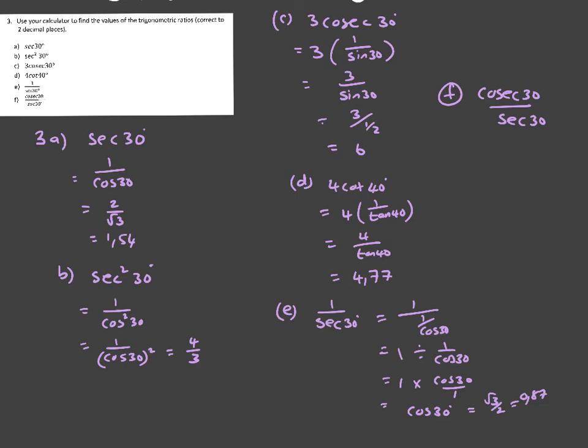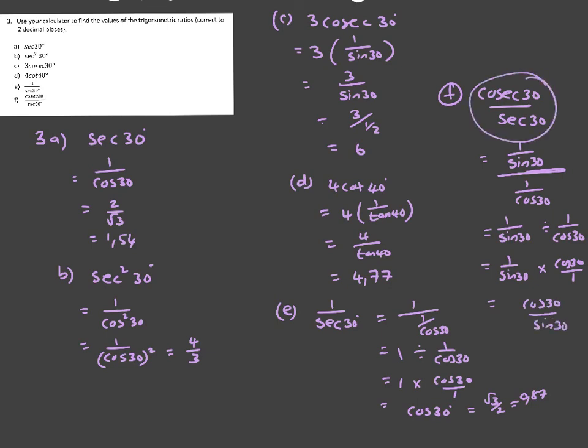So cosec 30 is the same as saying 1 over sine of 30. And then we've got sec 30, which is 1 over cos of 30. So therefore we've got 1 over sine of 30 divided by 1 over cos of 30. So 1 over sine of 30 times cos of 30 over 1, which is equal to cos of 30 over sine of 30. So look at that question there quickly. The reciprocal of cosec is sine. Sine now goes on the bottom, and for sec of 30, cos goes on the top. So yeah, you can make your own conclusion there.